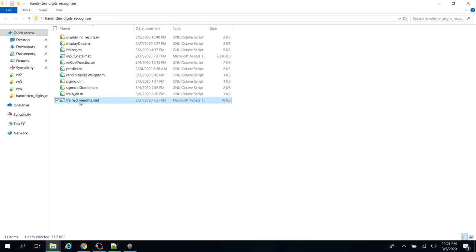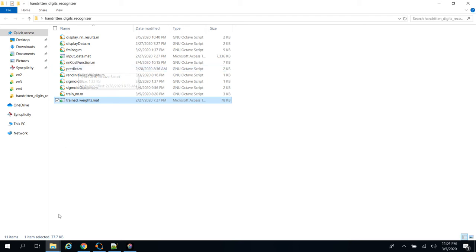So in this video I'll load the trained weights directly into the display NN results file. Since I have already trained my neural network, I have this ready. I'll load it directly into display NN results, and then display NN results will call display data and predict to show us how our neural network is doing.